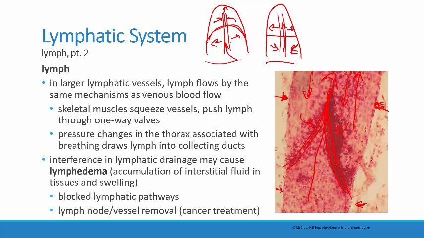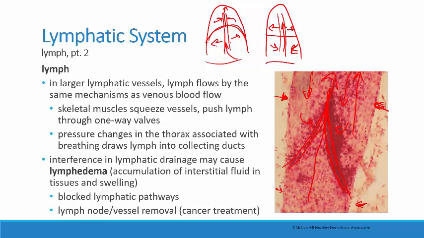So it's this constant back and forth that we talked about with venous blood flow of the respiratory pump that helps to draw fluid into the thoracic duct and then push it on upward. And the same effects are happening in all the other lymphatic vessels that are leading into the thoracic duct.